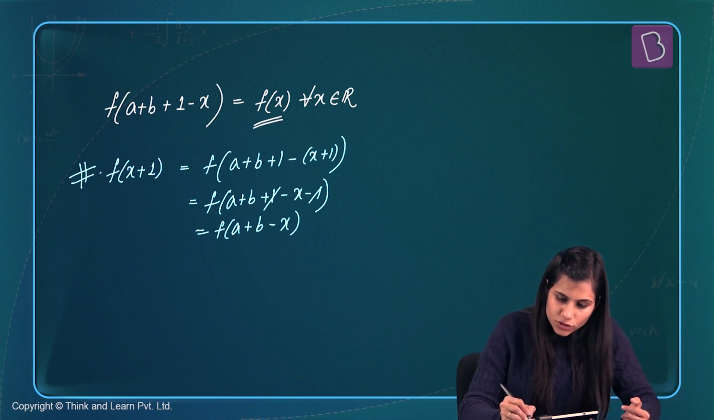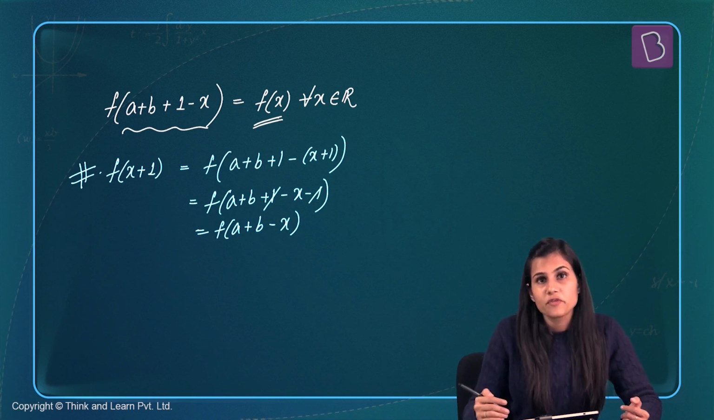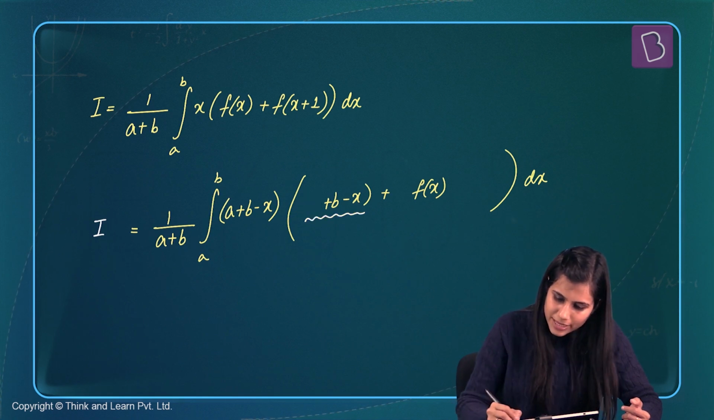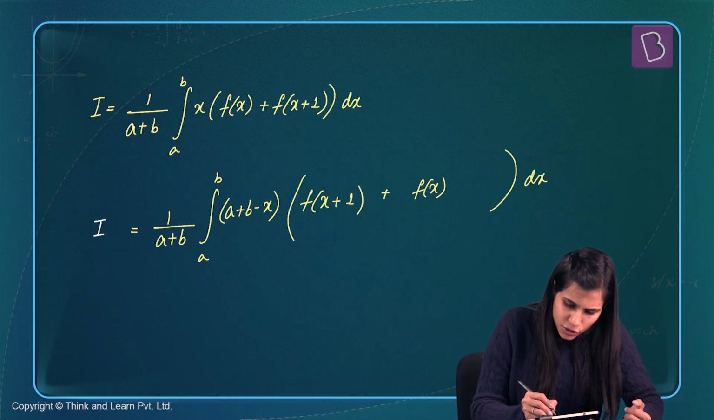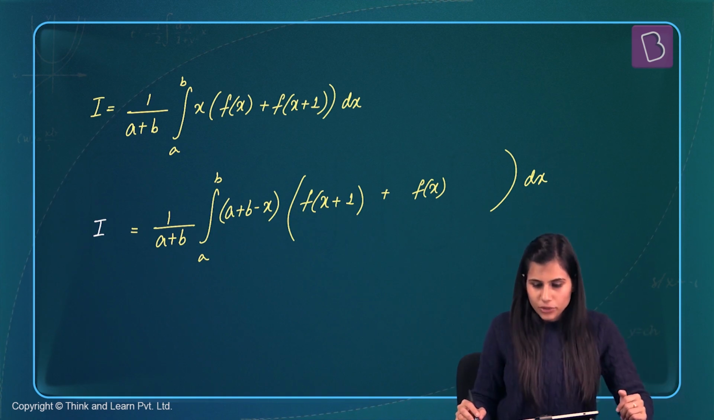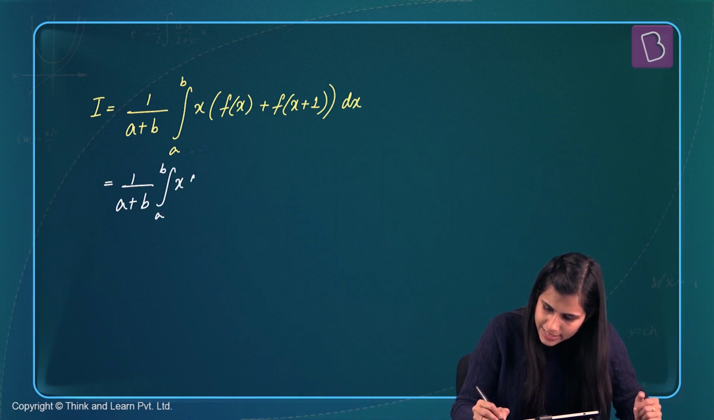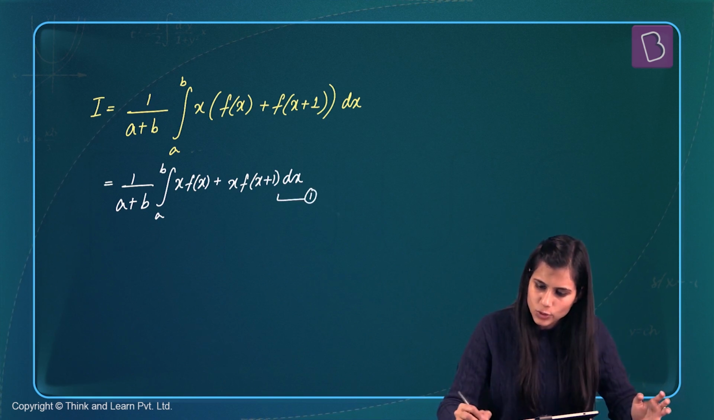If f of x is given to you like this, f of x plus 1, you can really find out that it is equal to f of a plus b minus x. So here f of a plus b minus x can be replaced by f of x plus 1. Got it? Yeah? Okay. So now I have two I's with me, right? I'm going to express this as 1 by a plus b integral from a to b x f of x plus x f of x plus 1 dx. Just opening it up. Okay, this is 1.